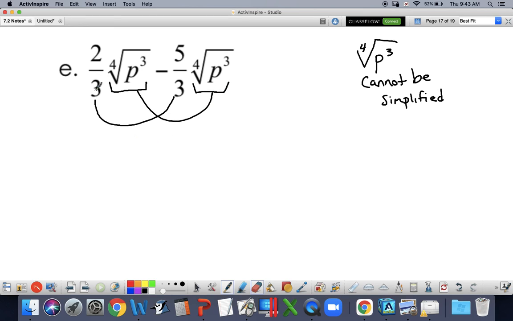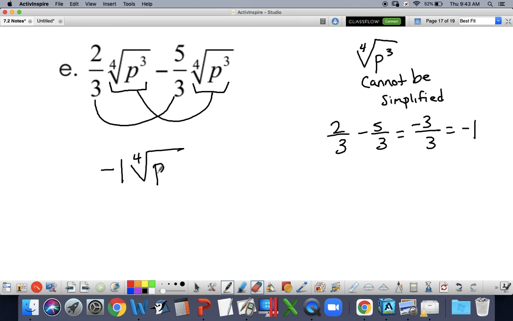So I have 2/3. Let's just remember some fraction math, minus 5/3. When we subtract fractions, subtract your numerators, keep your denominators, and then simplify if possible. So I simply wind up with -1 4th root of p cubed. And you don't even really need to write the 1 there, right? That's kind of a placeholder. You can simply write it like that.